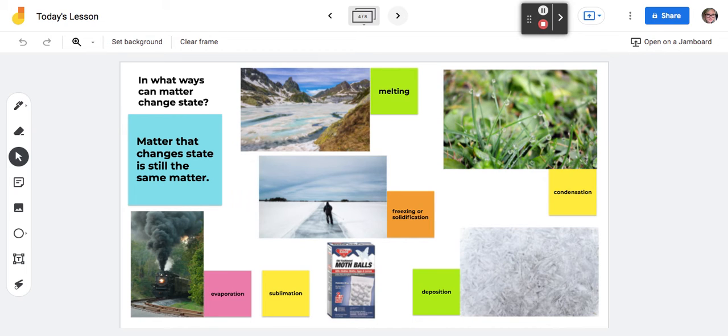So, with the example of water, water can change state from a liquid form, like what we have in a glass of water, to a water vapor form, like what we see when we see steam coming out of a train, and also into a frozen form, like when we are skating on a frozen lake.